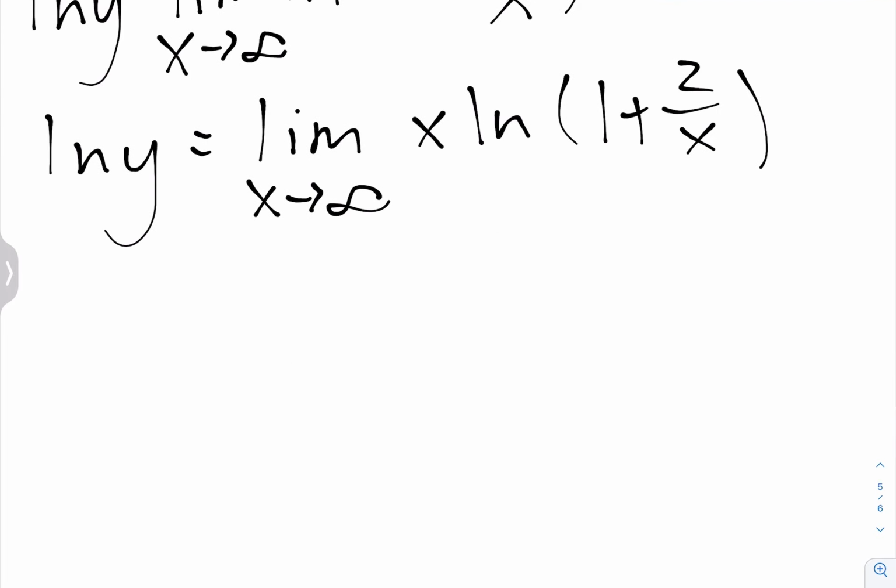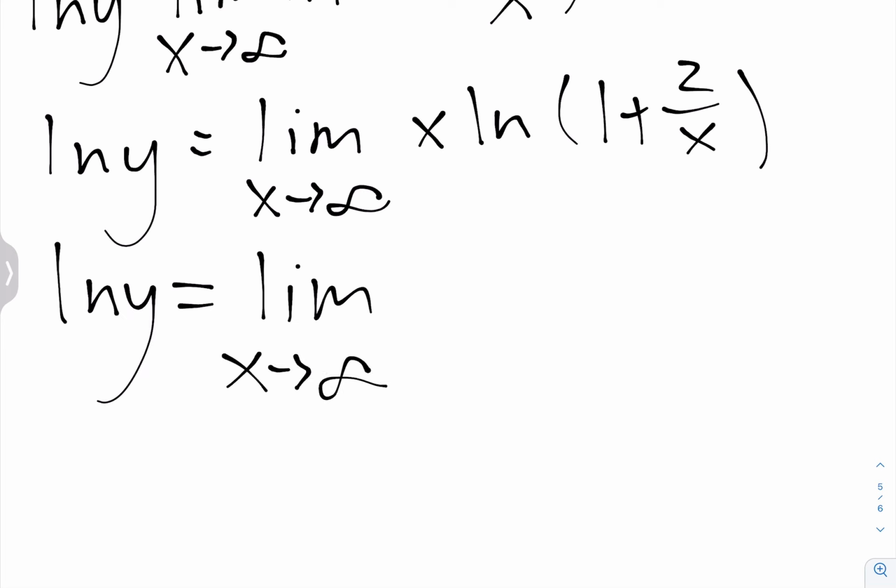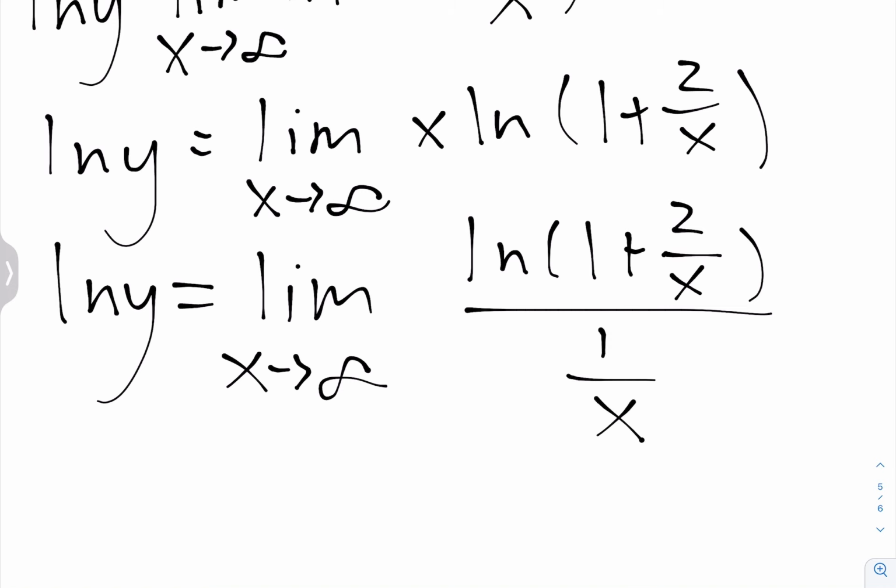Now, we want to use L'Hopital's rule because if we plug in infinity for x, we're going to get infinity times the natural log of 1 plus 2 over infinity, so times the natural log of 1. So we're going to get infinity times 0, which is an indeterminate. So we can't just do that. We have to get this into a quotient. So we're going to get the limit as x approaches infinity of the natural log of 1 plus 2 over x divided by 1 over x. That's what we've been doing in all the previous questions.